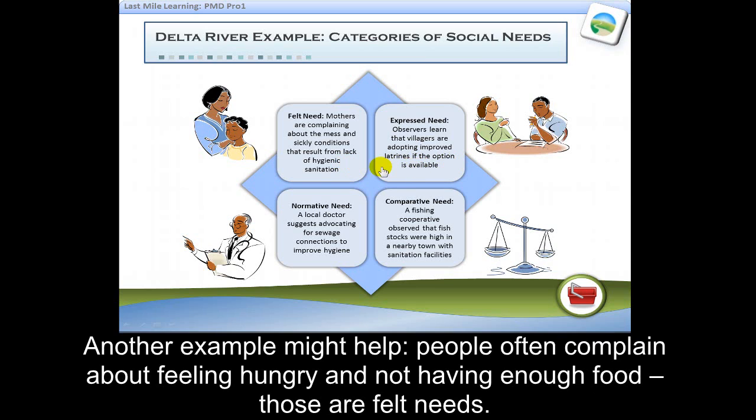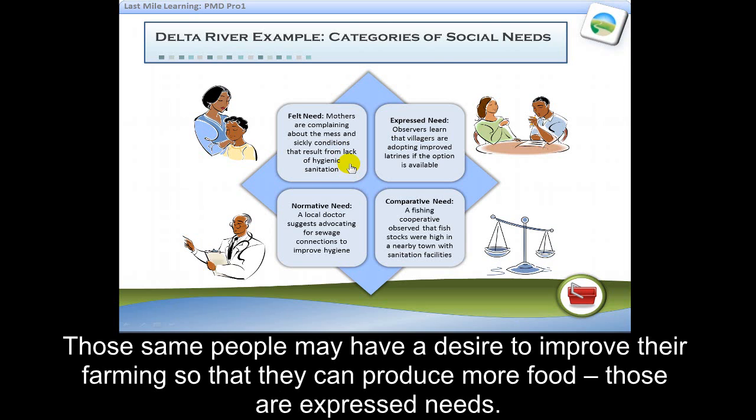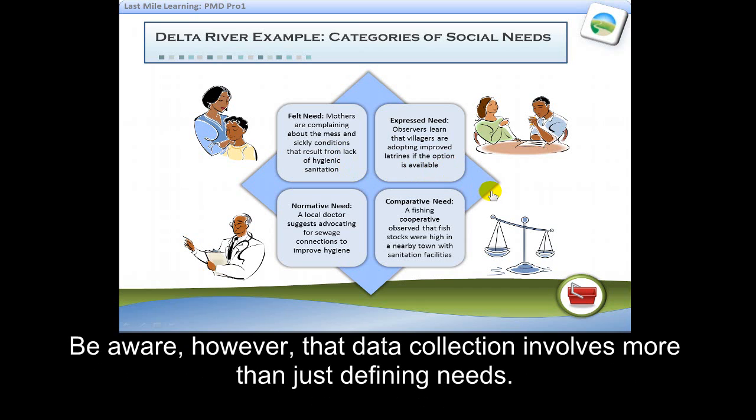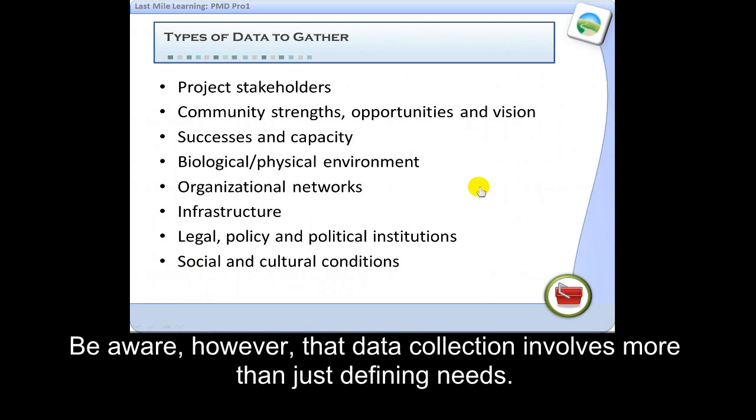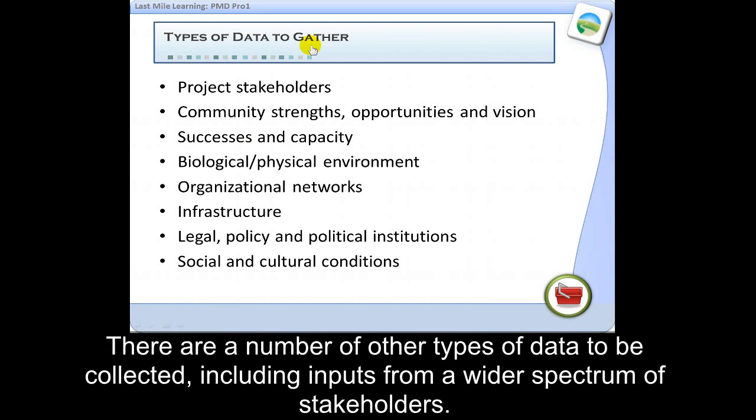Another example might help. People often complain about feeling hungry and not having enough food. Those are describing felt needs. These same people may have a desire to improve their farming so that they can produce more food. Those are expressed needs. Be aware, however, that data collection involves more than just defining needs. There are a number of other types of data that need to be collected, including inputs from a wider spectrum of stakeholders.